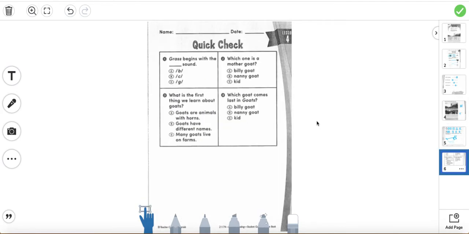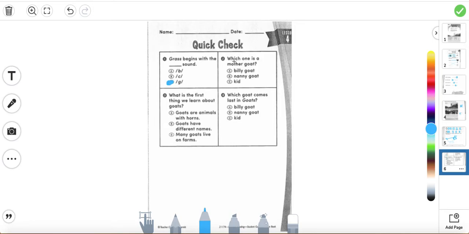This is going to be a quick check. Number 1, grass begins with the sound. Let's look at our answer choices. B, k, g. Grass begins with what sound? G, g, grass. G, g. With the sound g. So we're going to go ahead and bubble that one in.